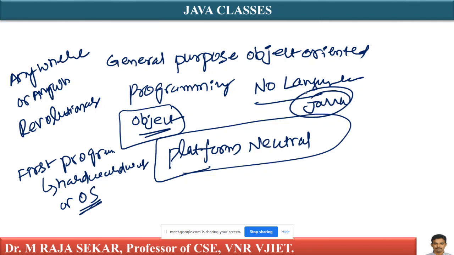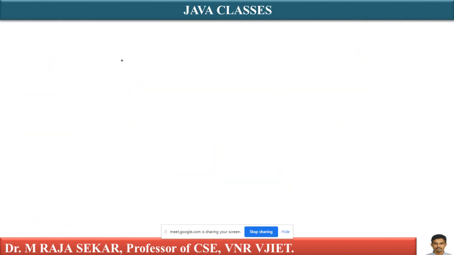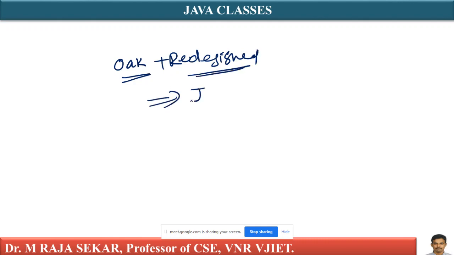Java produces code which can run on a variety of CPUs, and it can execute on different operating systems. As I told you, Oak was redesigned, and after redesigning we named it Java.